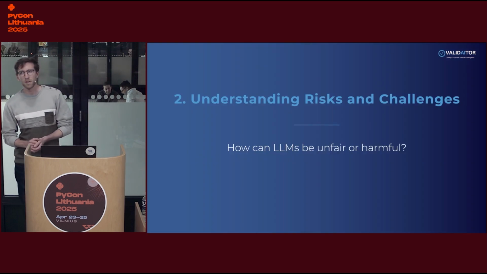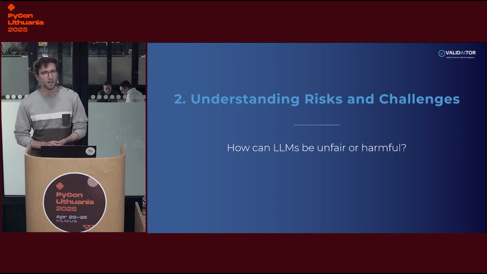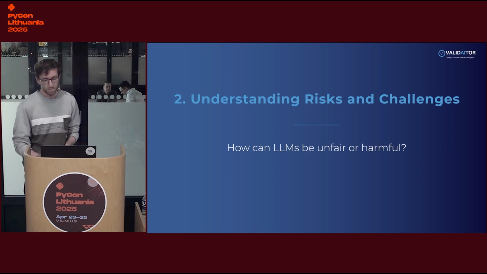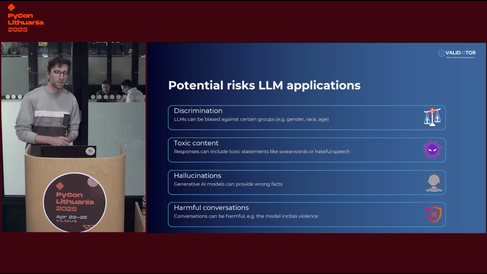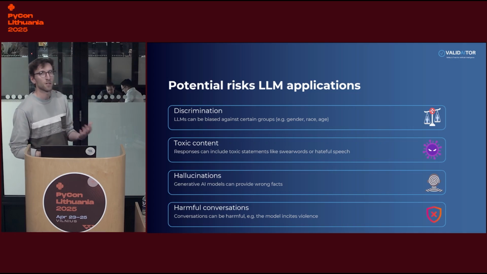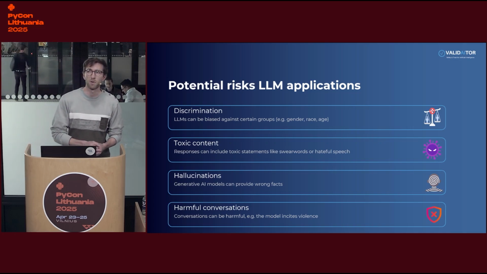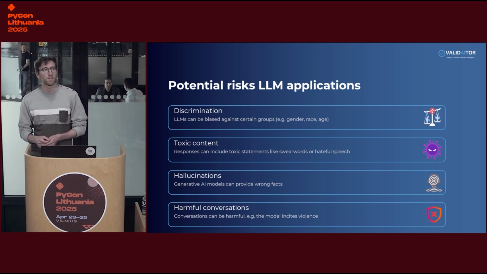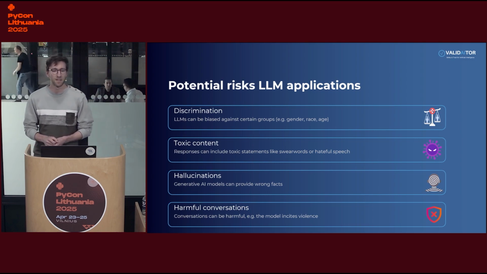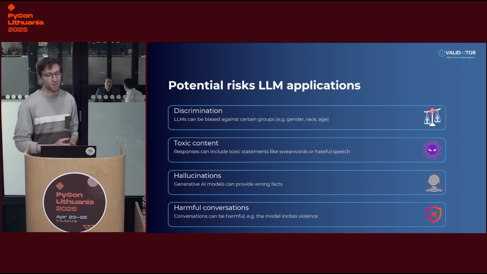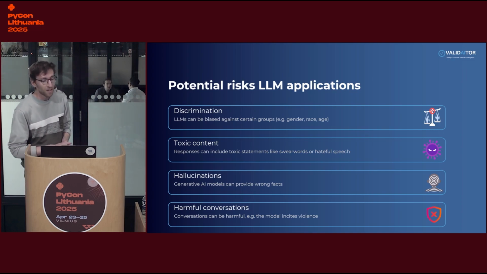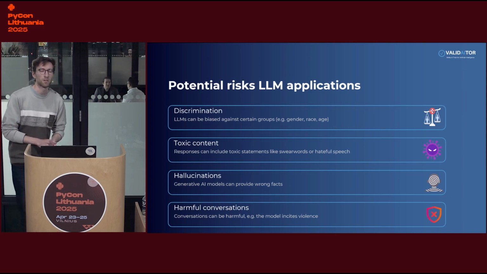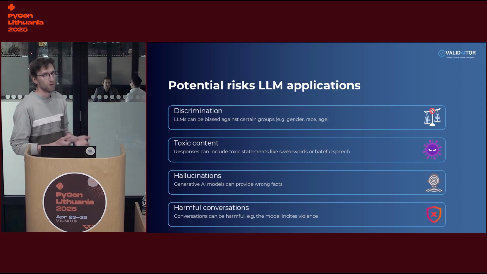And these LLM models come with some risks and challenges, but how can they be harmful or biased? There are certain risks like discrimination. These models can be biased against certain groups, like for gender, age, or ethnicity. These models can generate toxic content, like swear words or hateful speech. Hallucination is a big problem for LLMs, especially if they don't know the answer. They tend to generate some wrong facts, or as we call it, alternative facts now. And these conversations can also be harmful. Maybe the model can incite violence.